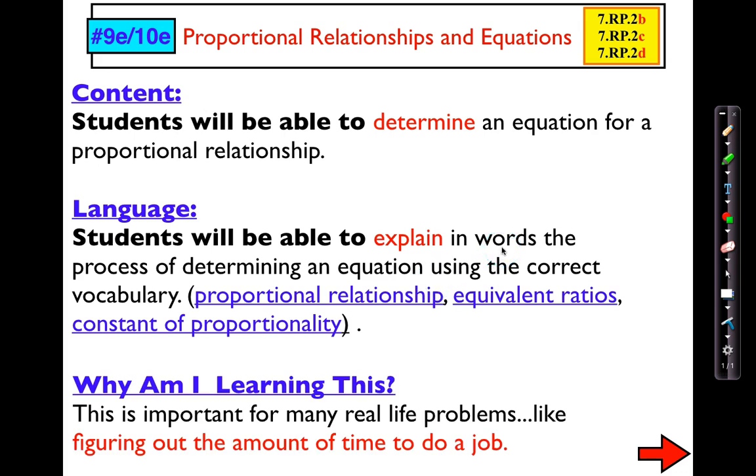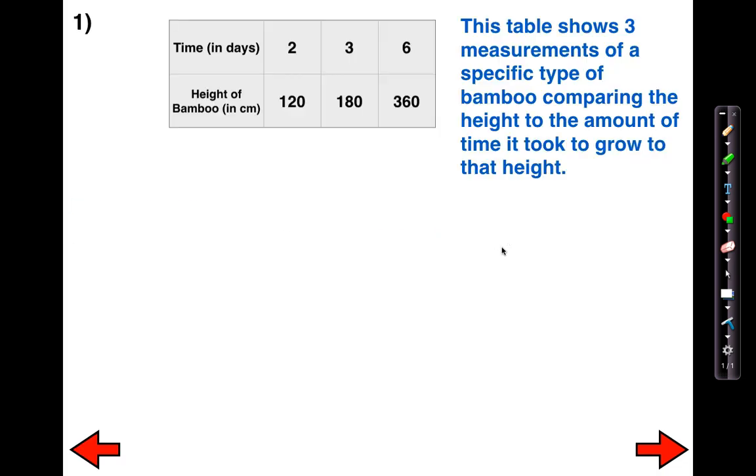Why am I learning this? Well, it's important for many real-life problems like figuring out the amount of time to do a job.